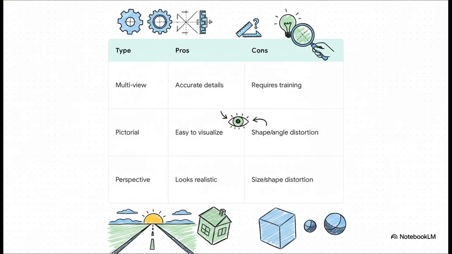So let's put them side by side. Perspective looks real. Pictorial, easy to picture in your head. But they both have the same fatal flaw, distortion. For an engineer, that's just not going to work. Multi-view is the only one that gives us perfect, undeniable accuracy. The only so-called con is that you have to learn how to see the 3D object from these flat views. But honestly, that's not a con. That's the entire skill you're here to learn.